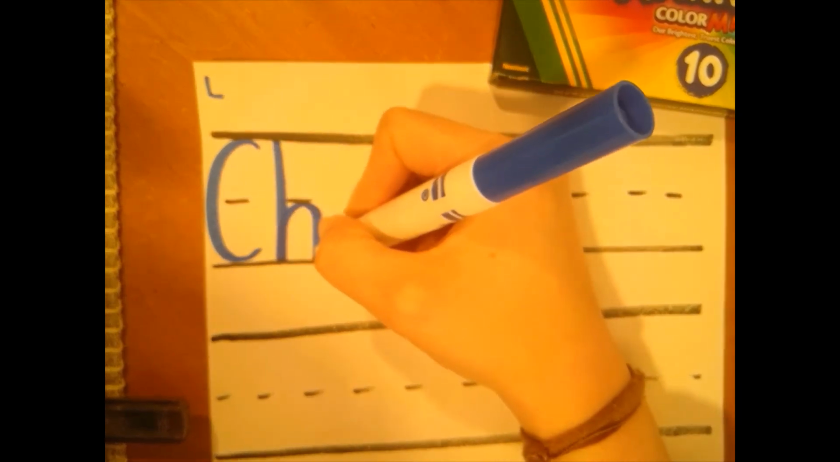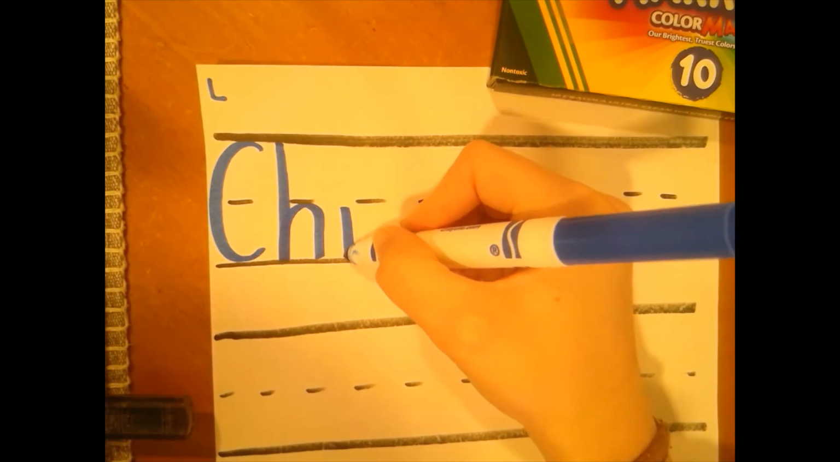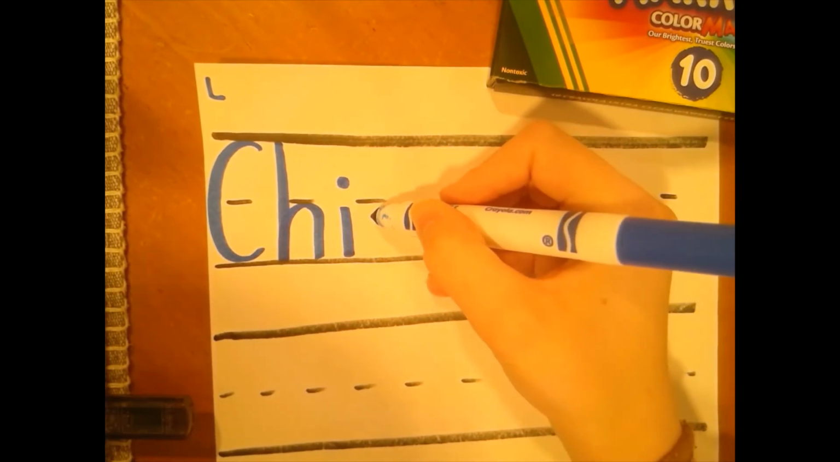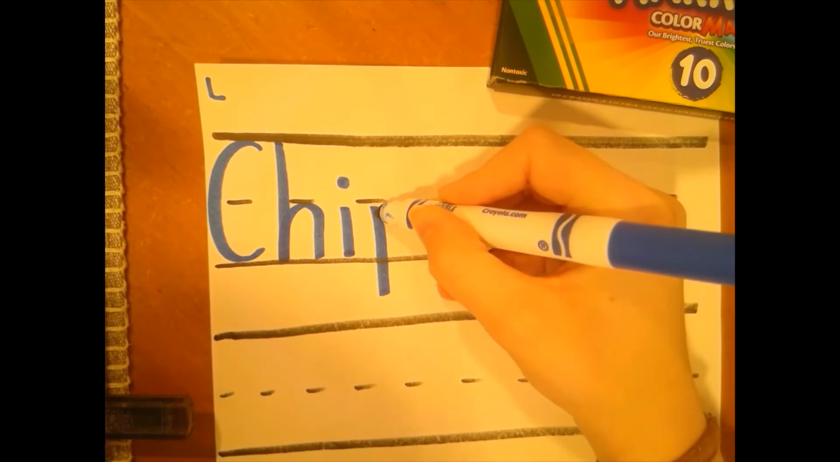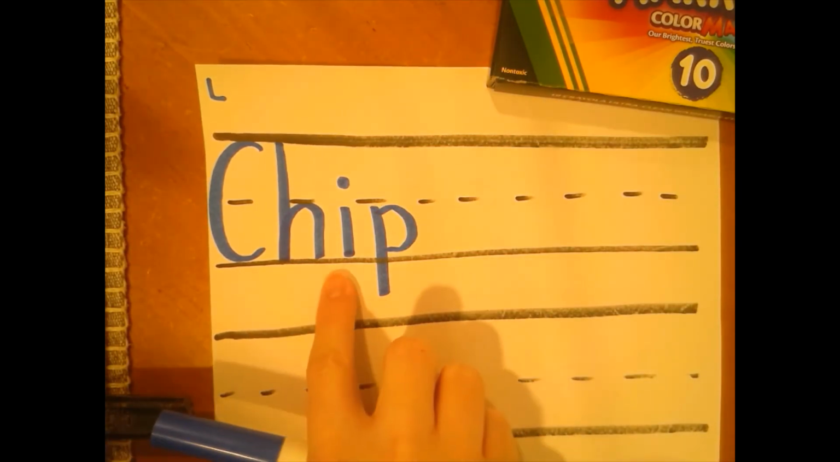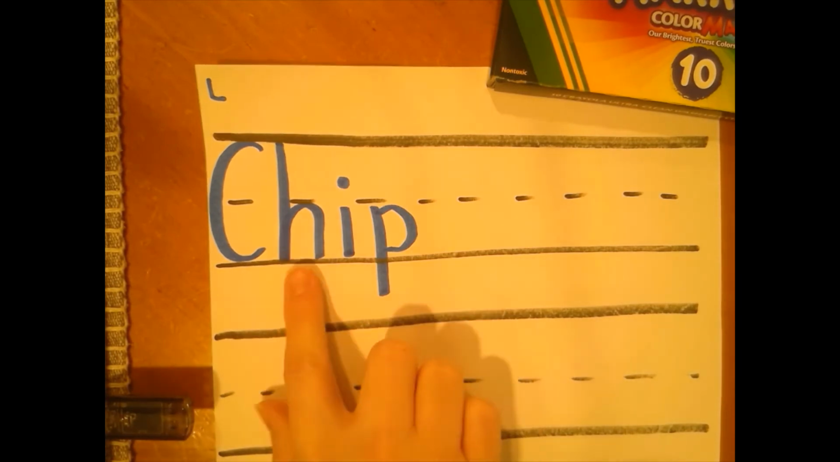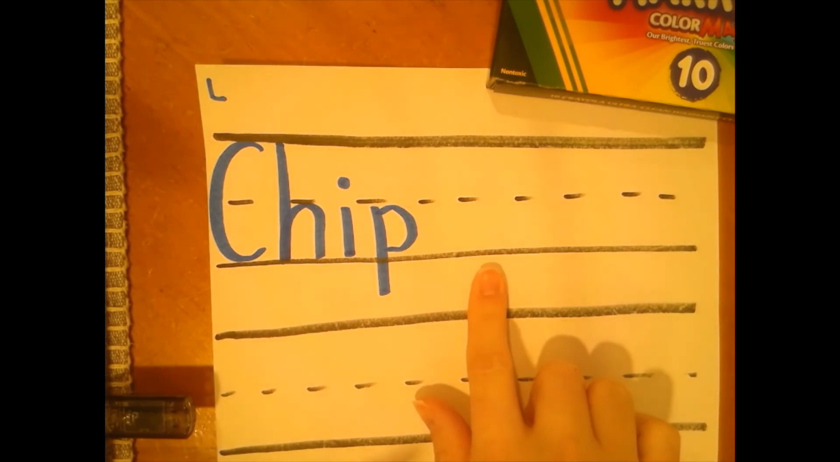Ch, i. The next sound is i. That's I. P. That's the letter P. And let me check to make sure I got it right. Ch, i, p. Chip. Good. Make sure you have yours right. Remember, if I ever go too fast, you can pause the video and catch up. So, let me see if I remember what comes next. Chip naps. The next word is naps.